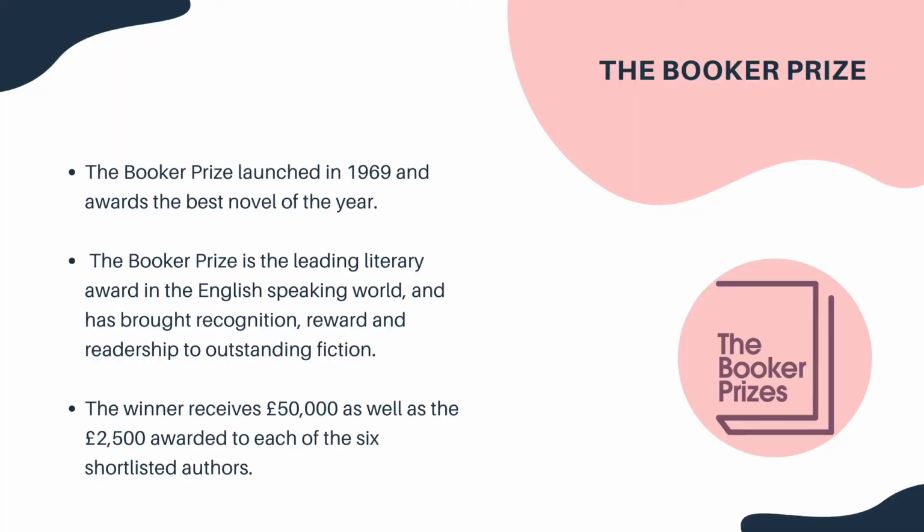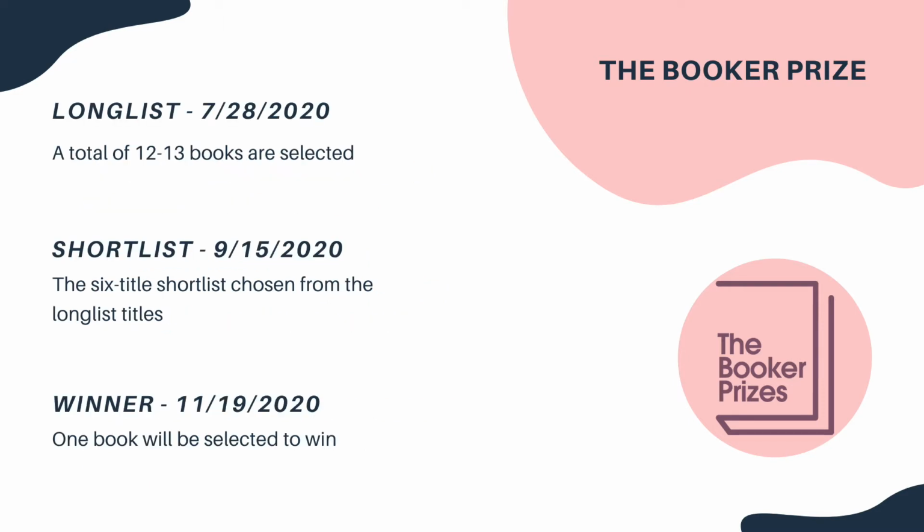The Booker Prize. It was launched in 1969 to award the best novel of the year. The winner receives £50,000, and the 6 shortlisted authors receive £2,500. The Booker Prize long list typically consists of 12 to 13 books and was announced this past July. The 6-title shortlist was announced in September, and the winner will be selected on November 19th.